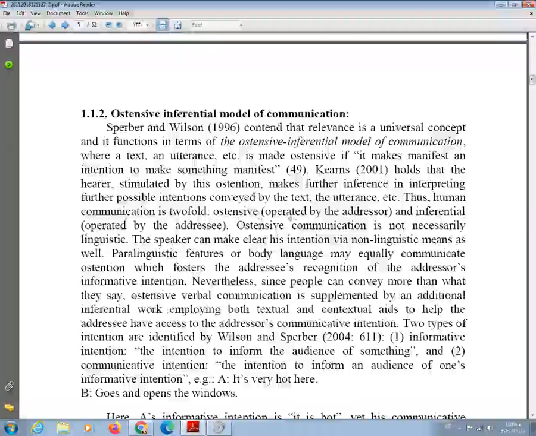Okay, so human communication is twofold, له جزئين: ostensive, ومن اللي بيقوم بيه السبيكر أو الادريسر لازم يدي حاجات واضحة, and inferential, استنتاجي, and is operated by the addressee. Okay, let's go to something else.